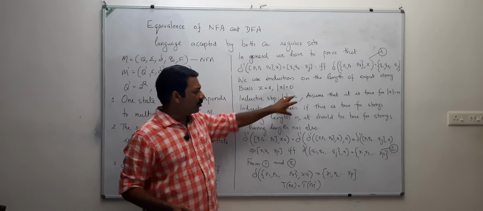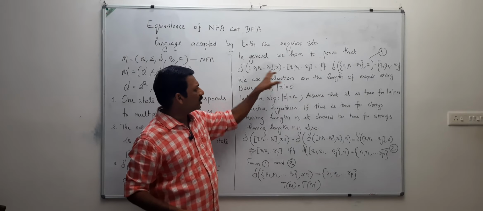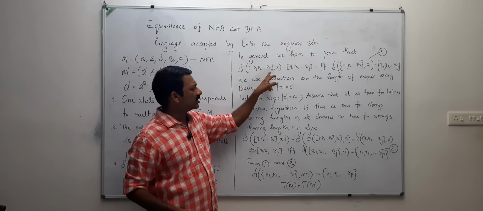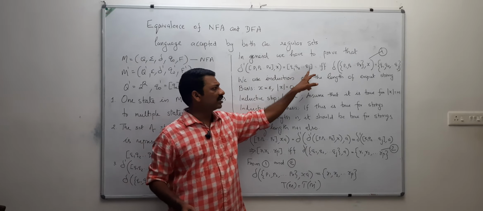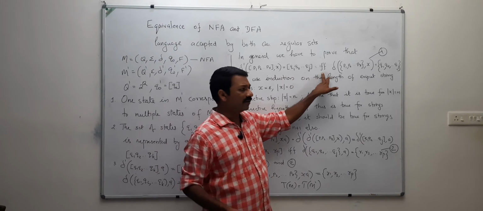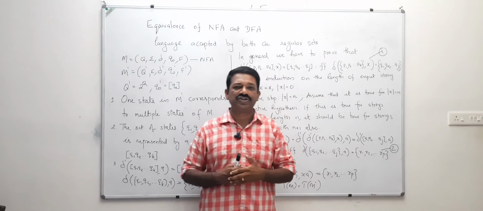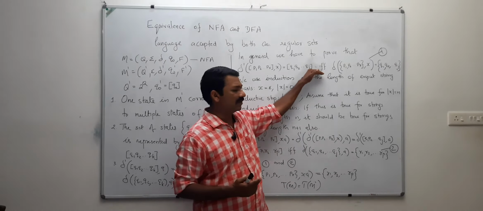Then our assumption is this is true. That means delta dash of p1, p2, etc. pr on x is equal to q1, q2, etc. up to qj if delta of this equal to this. That is our assumption.